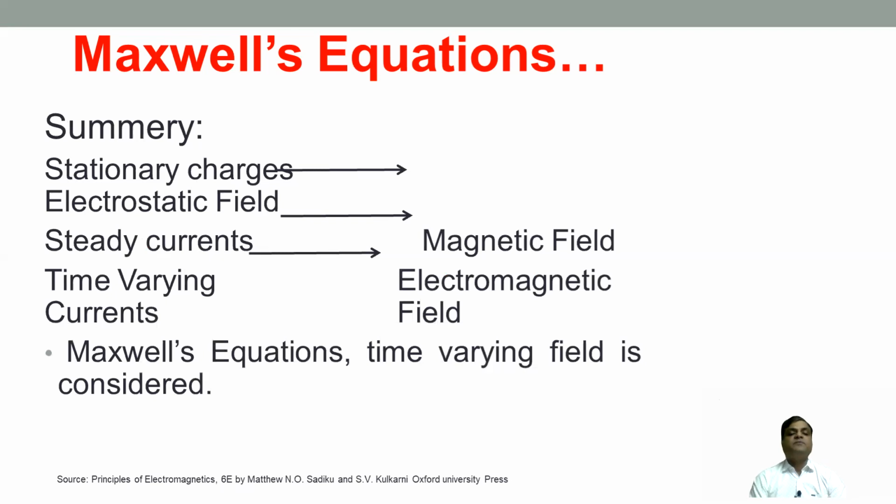If we summarize, stationary charges are responsible for the electrostatic field, steady current is responsible for the magnetic field, and time varying current is responsible for the electromagnetic field. And the Maxwell equations represent time varying fields.